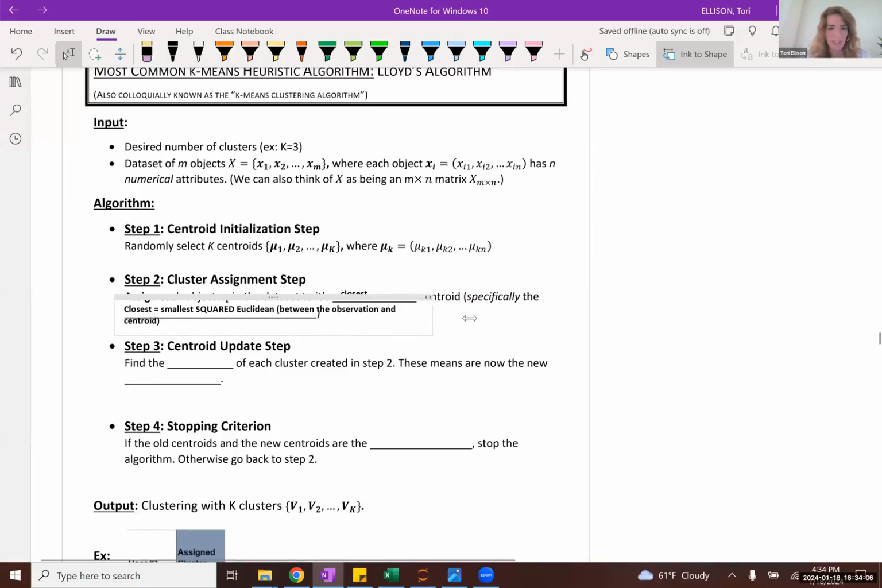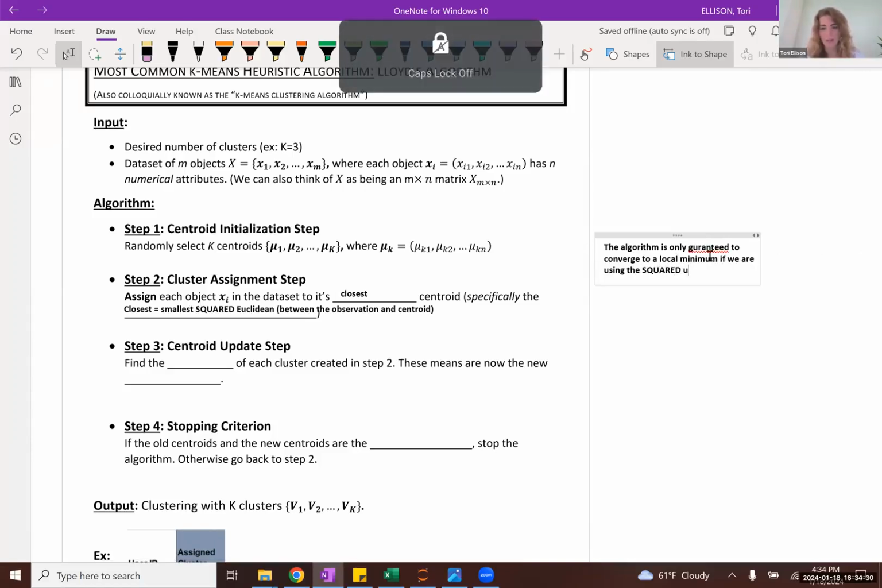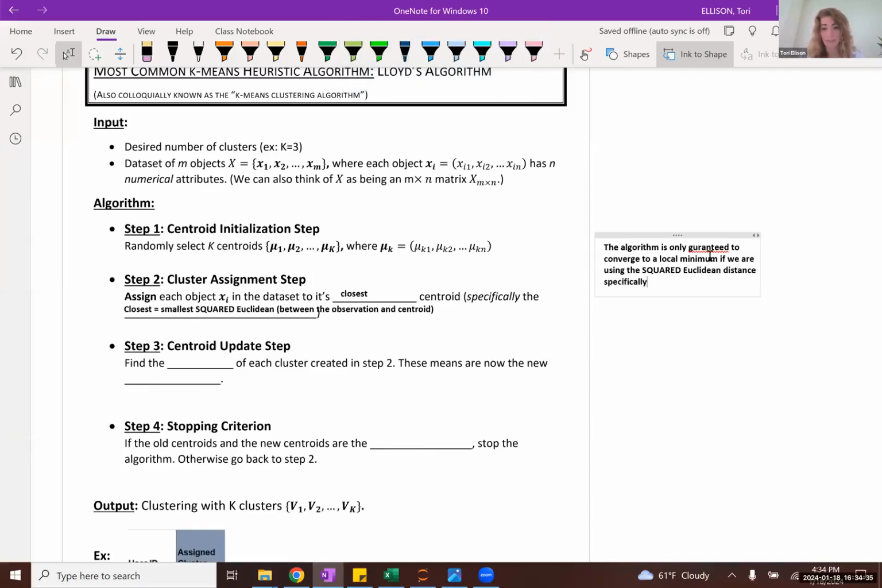And the reason why we're specifying this particular distance metric is because the algorithm is only guaranteed to converge to a local minimum if we are using the squared Euclidean distance specifically. Okay, so this is a key thing to note here.